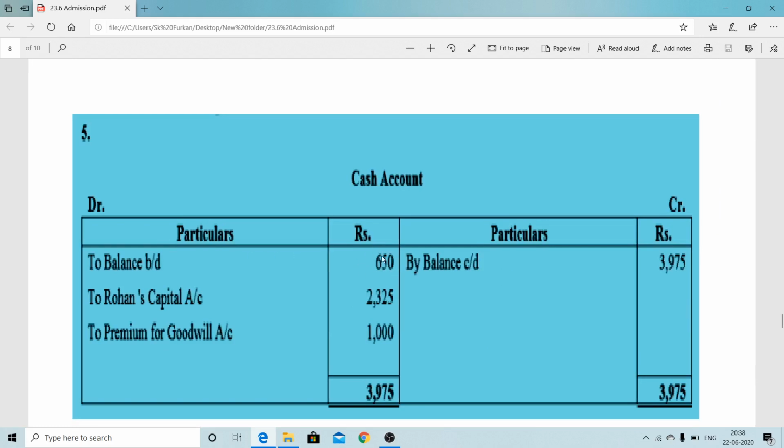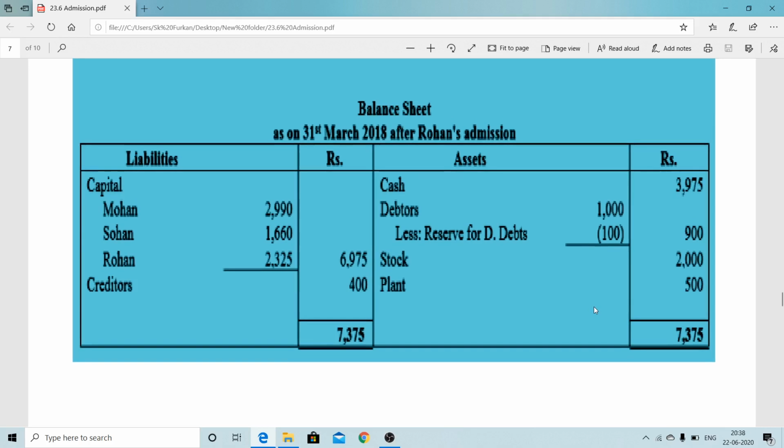Opening balance 650, Rohan's contribution, cash account debit to Rohan's capital 2,325, to premium for goodwill 1,000, which was brought by the new partner. The total of this debit side is 3,975, by balance sheet 3,975. The same amount we are considering here on the balance sheet, 3,975.